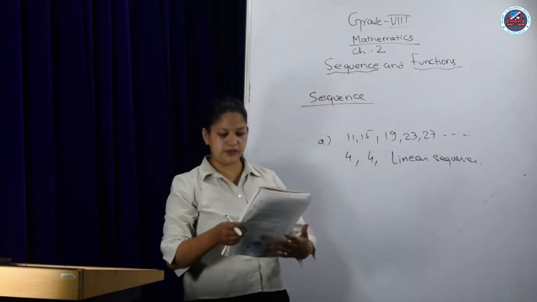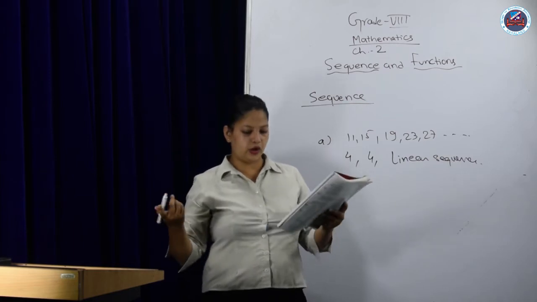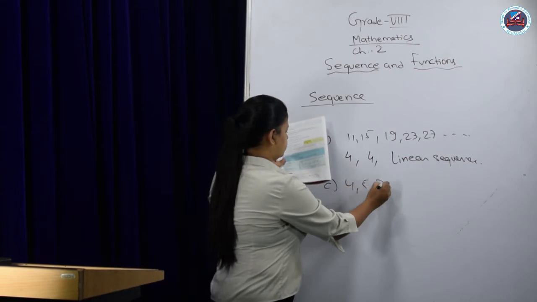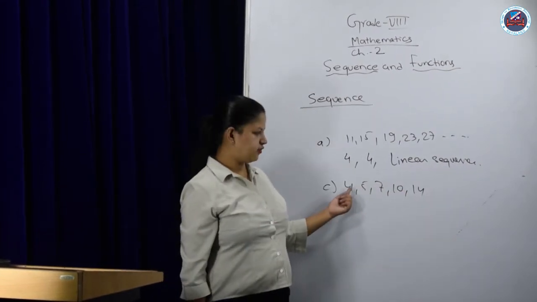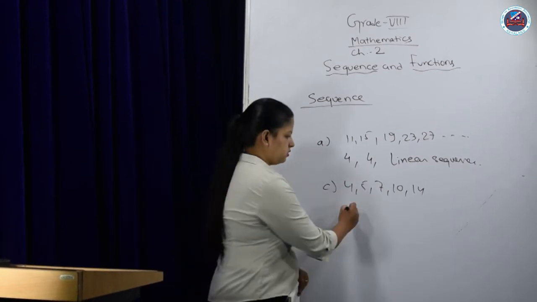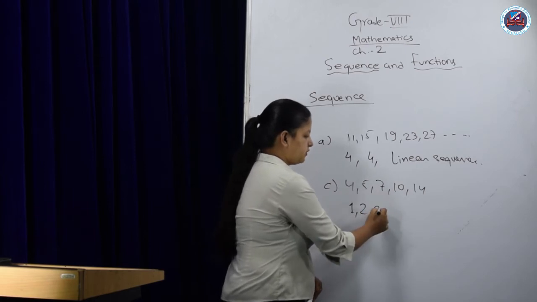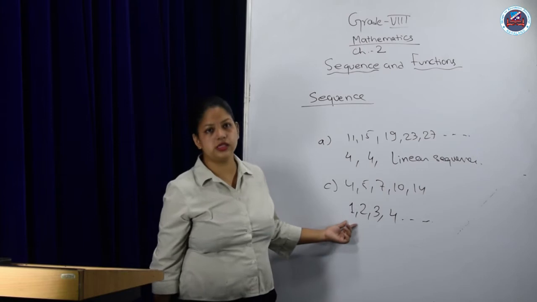Done. Similarly, check question number 2, even 3. Now at question number C, the question is like this: 4, 5, 7, 10, 14. Check the difference. 5 minus 4, 1. 7 minus 5, 2. 10 minus 7, 3. 14 minus 10, 4, and it goes on. That means the differences are not equal.